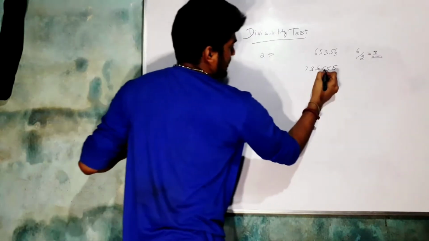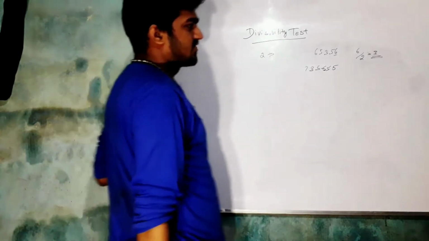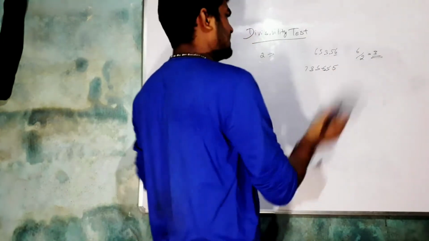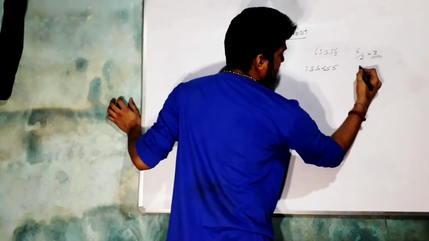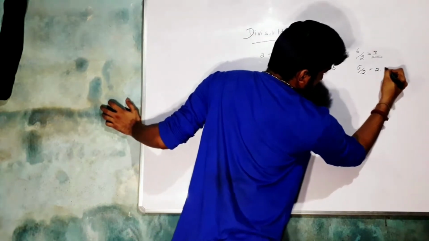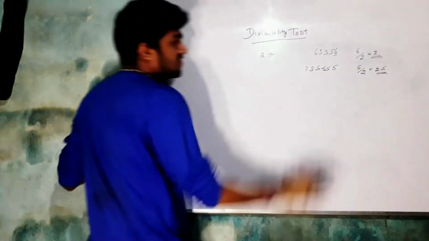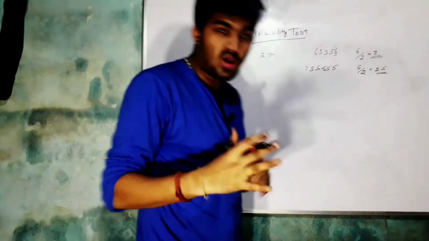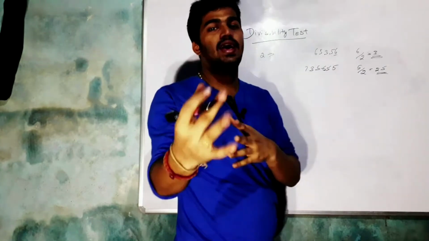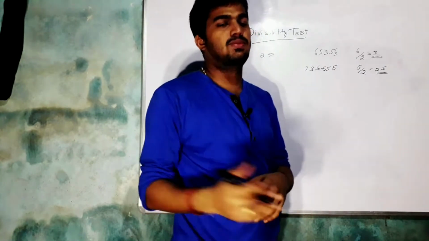Another big number, 735655. Is it divisible by 2? Again, you just take the last digit, 5, divided by 2. It's 2.5, so it's a fractional number. So it can't be divided by 2. You can directly say it's not divisible by 2.